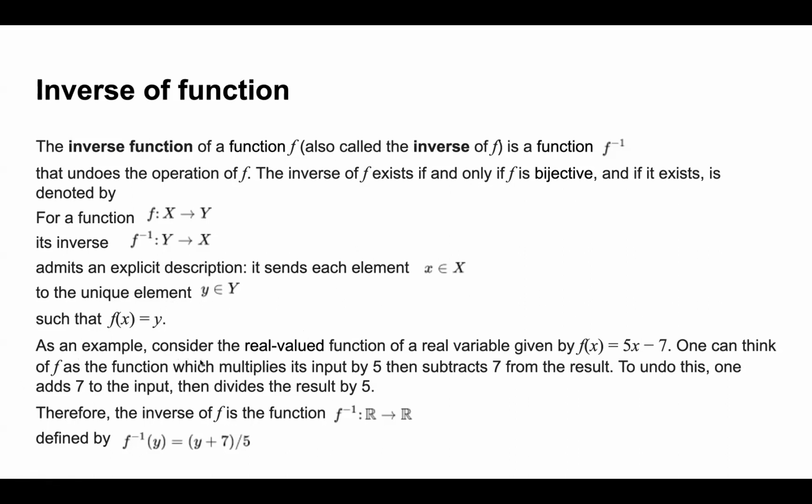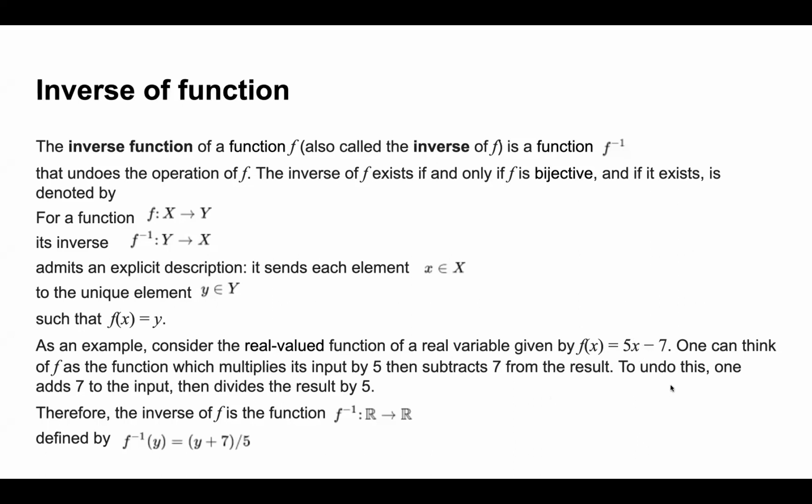Then, as an example, consider the real valued function of a real variable given by f of x is equal to 5x minus 7. Okay, the function given is 5x minus 7. One can think of f as the function which multiplies its input by 5 and subtracts 7 from the result. Okay, what the f of x is? 5x minus 7 means what? Whatever x is there, the value given, that is multiplied by 5 and 7 is subtracted from that 5 into input.